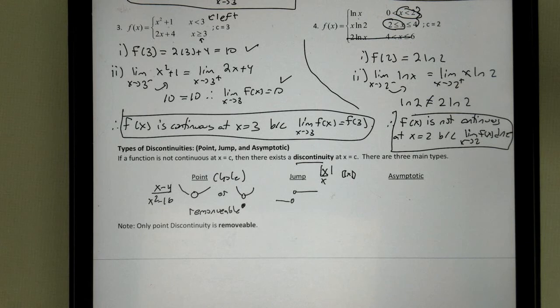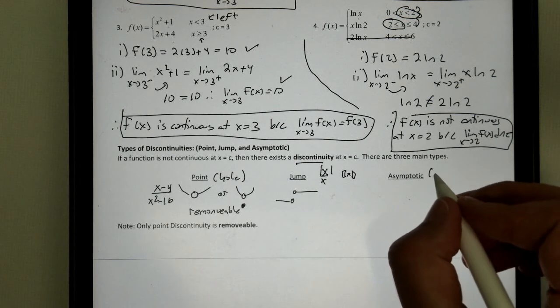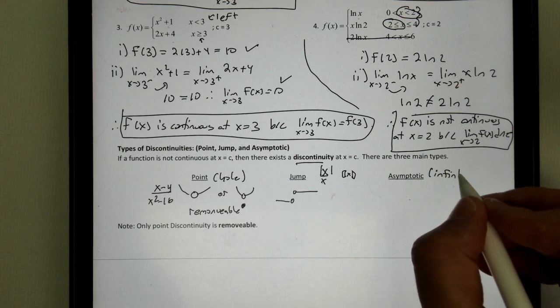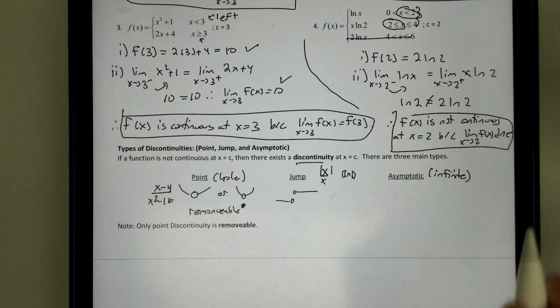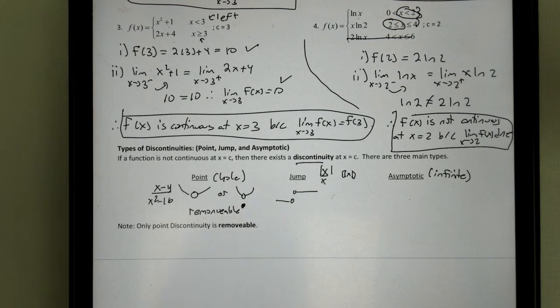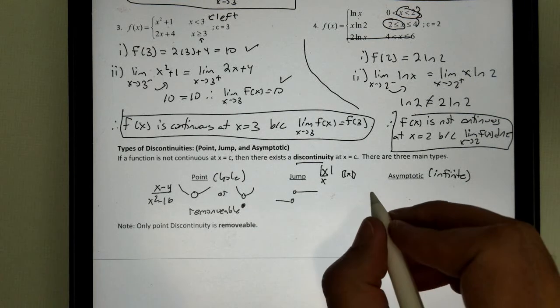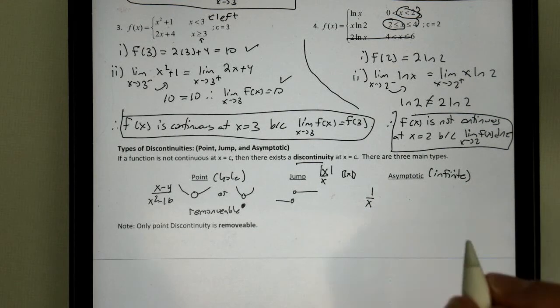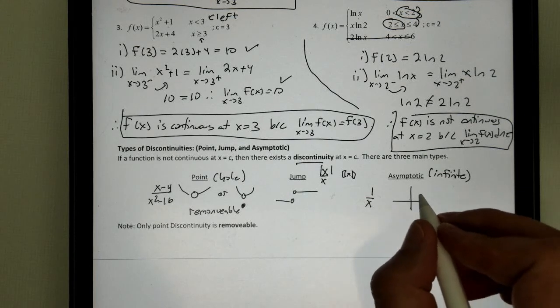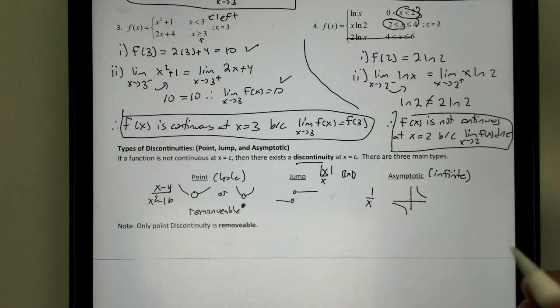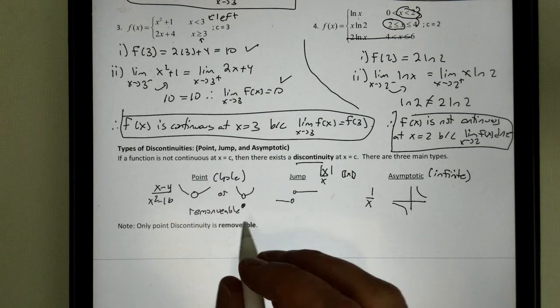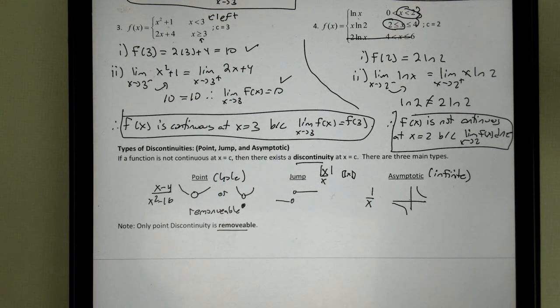The next one would be asymptotic. Sometimes you'll hear people call these infinite discontinuities. I'm old school, it's asymptotic. I just like to say the word, it's asymptotic. And these are like your 1 over x's, your 1 over x squared. These are easy. We recognize these from middle school. They look like that. Now, the only one that you want to really worry about in terms of removability is point. The other ones are what we consider non-removable.